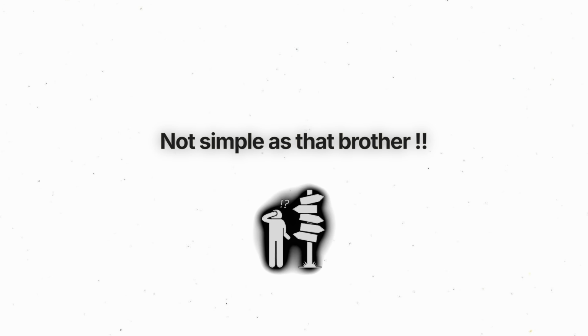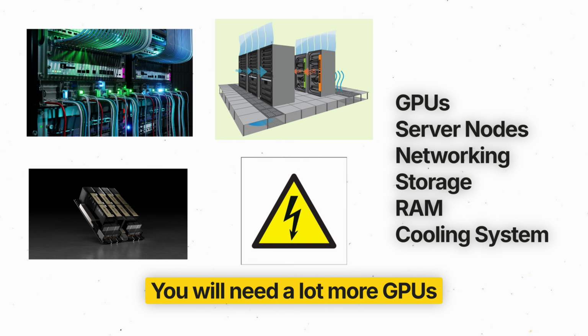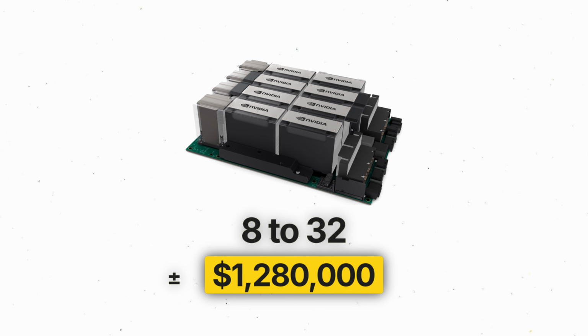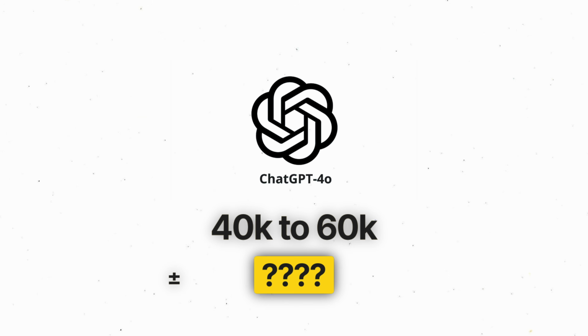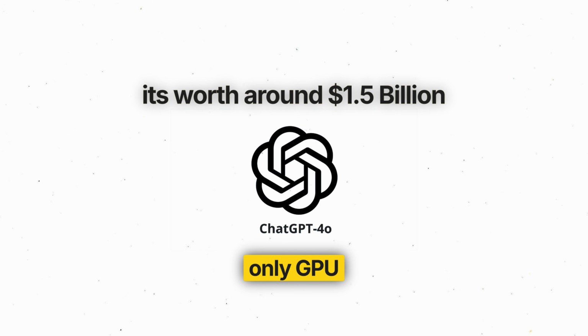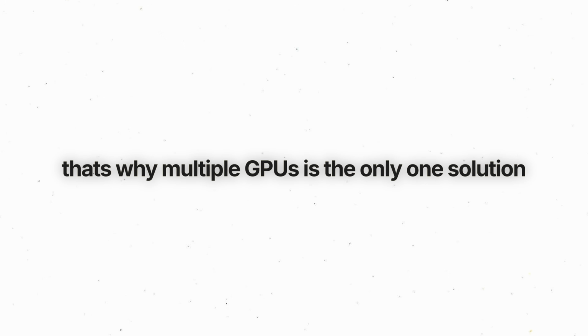But again, that's just running the model. Training is a completely different job, because what you need is GPUs, server nodes, fast networking, storage, RAM, and cooling. For training, a small model can take anywhere from 8 to 32 GPUs. A 70 billion model can take 256 to over 1,000 GPUs. And for a model like GPT-4, estimates go all the way up to 40 to 60,000 GPUs. If you do the math, the GPUs alone can reach around $1.5 billion. There's no single GPU in this world that can hold a model this big. That's why you need multiple, even 1,000, working together as one system.